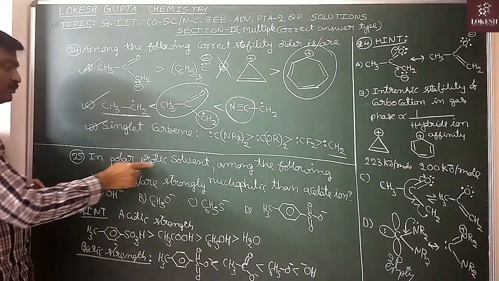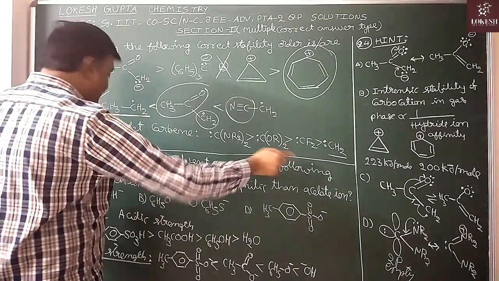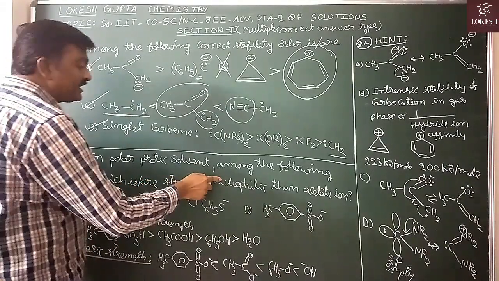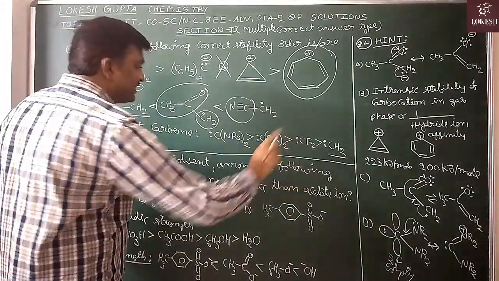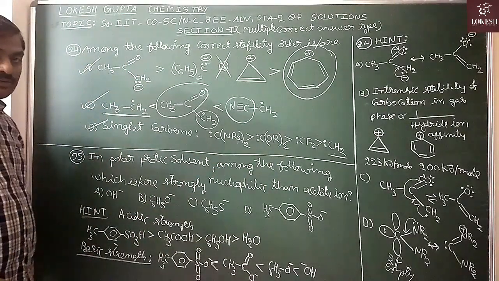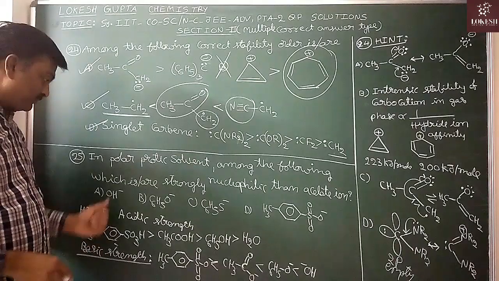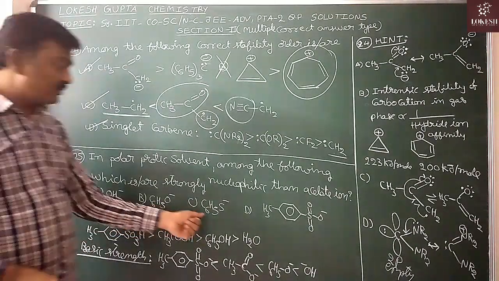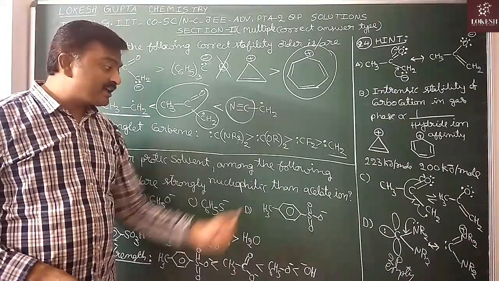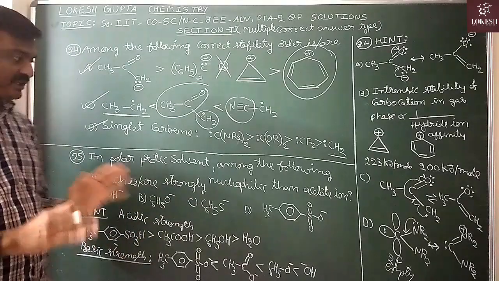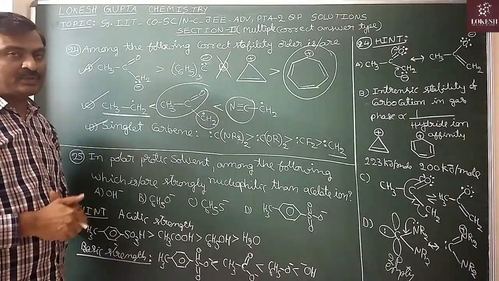In polar protic solvent, among the following, which are strongly nucleophilic than the acetate ion? Among all these, which are strongly nucleophilic than the acetate ion? Hydroxide, phenoxide ion, thiophenoxide ion, paramethyl benzene sulfonate ion. Nucleophilicity we have to compare.